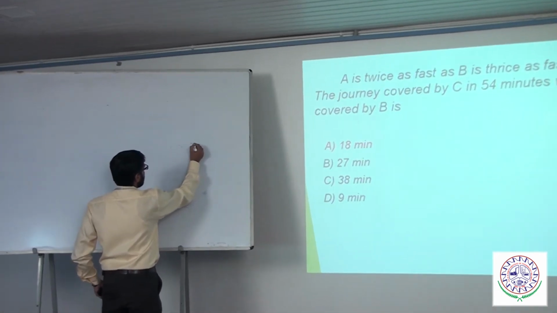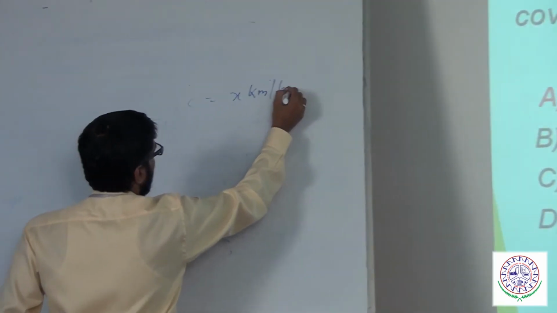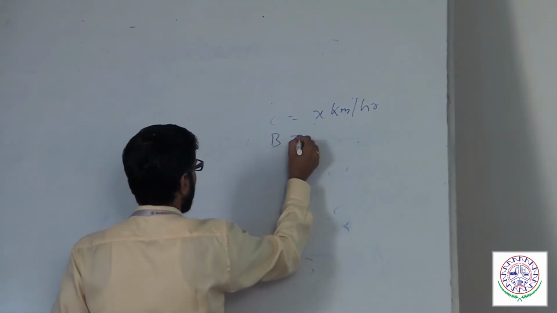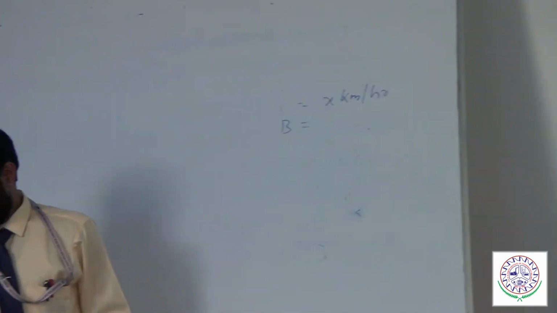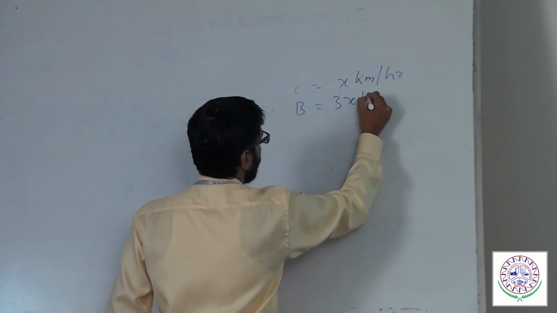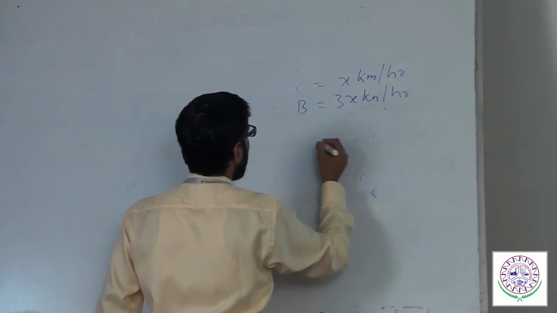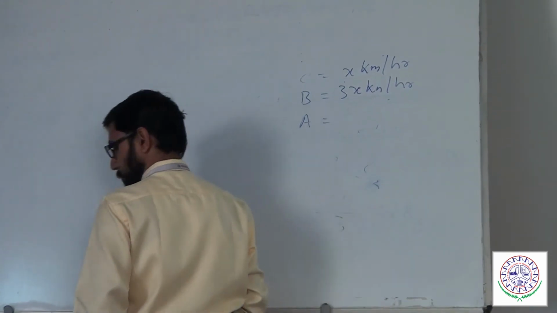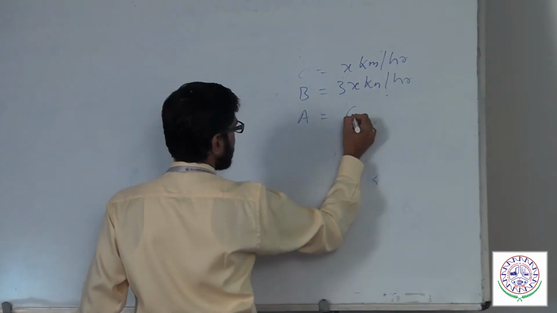Let C's speed be x kilometers per hour. Then B's speed will be 3x kilometers per hour, and if you take A's speed, it will be twice that, so it will be 6x kilometers per hour.